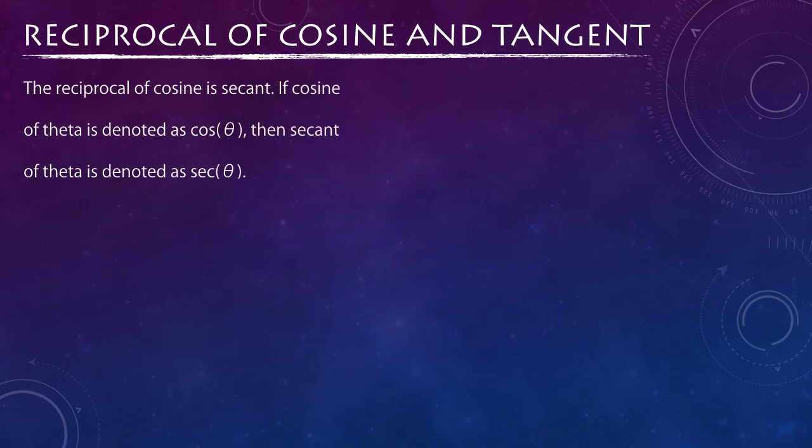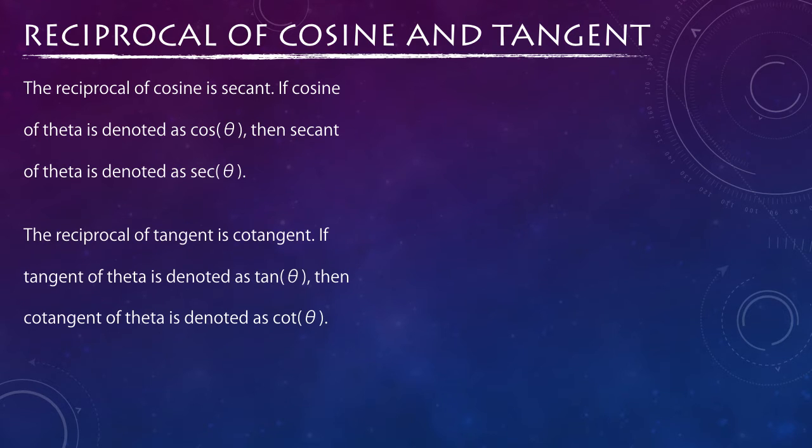So we can define the reciprocals of cosine and tangent very much the same way we did for sine. The reciprocal of cosine is secant. So if cosine of theta is cos parentheses, the symbol for theta, then secant of theta is sec parentheses, the symbol for theta. Likewise, the reciprocal of tangent is cotangent, and tangent of theta is tan parentheses theta. So cotangent of theta is COT parentheses theta.